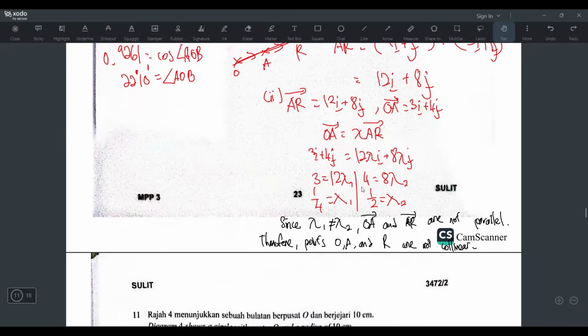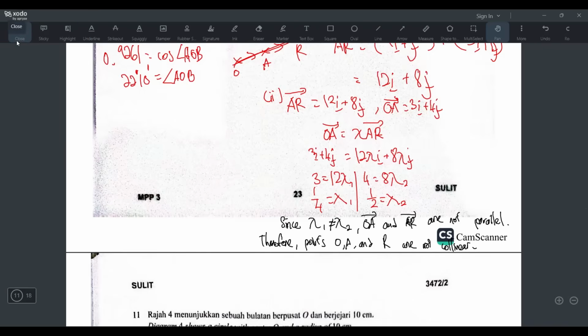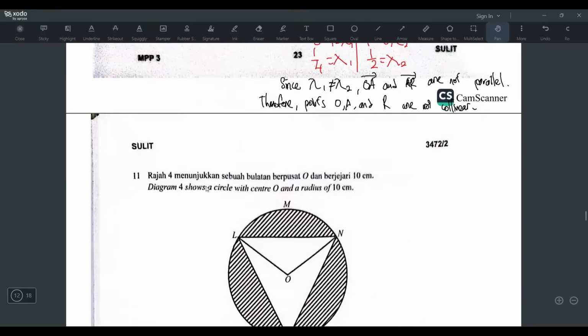Now imagine if both lambda 1 and lambda 2 are the same value. Let's say both are 1 over 2. That means the 1 over 2 you can substitute inside here already. It means your OA is 1 over 2 AR. And when two vectors can be equal like that, it means they are parallel. In the world of vectors, if two vectors can be equal with a multiple, they are parallel. The number lambda is just the ratio. But this one is not parallel because the lambda value is not the same on both sides. So this is how you should do it. Okay, that's all.